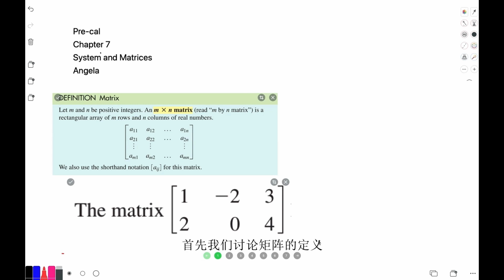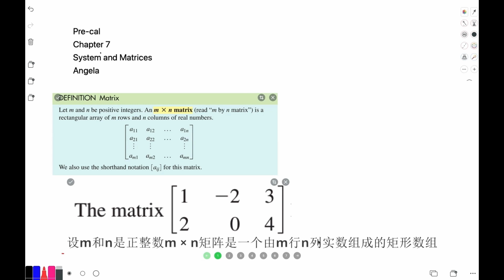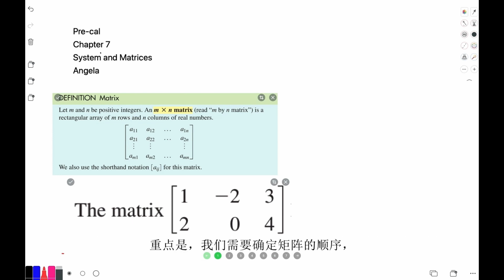Firstly, we're talking about the definition of a matrix. Let m and n be positive integers. An m by n matrix is a rectangular array of m rows and n columns of real numbers. The main point is that we need to identify the order of a matrix.